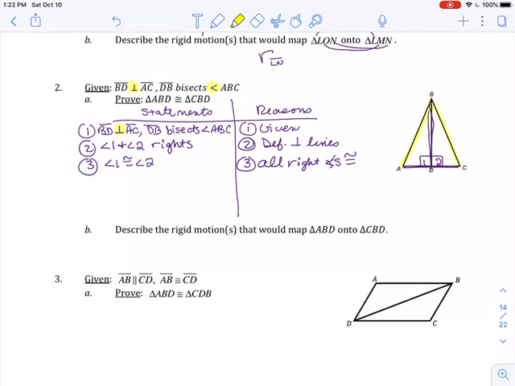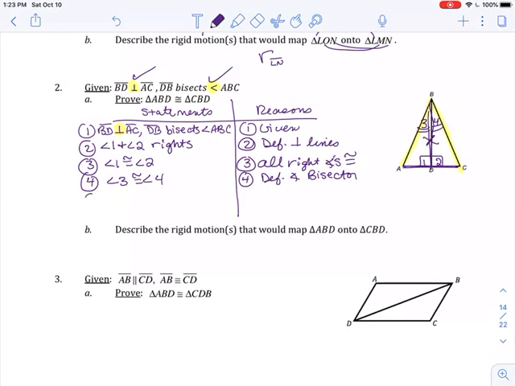DB bisects angle ABC. If I'm bisecting the angle, I'm bisecting angle ABC up here. That means I'm cutting ABC in half. So I'm going to call this angle 3 on the left and angle 4 on the right. An angle bisector cuts an angle in half, and the result is I have congruent angles. So angle 3 is congruent to angle 4. Definition of angle bisector. And that's my given.